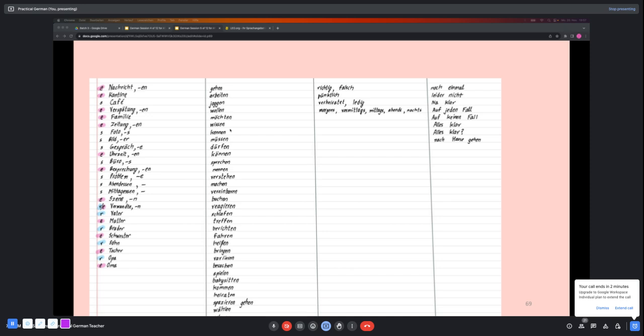Kennen is to know somebody, wissen is to know something. In English they both mean "know," but with kennen the object is a person, and wissen is for something that is not a person, a general area. Yeah.